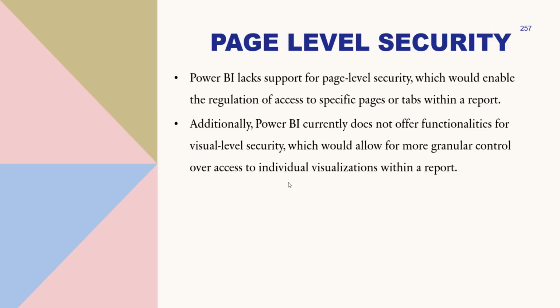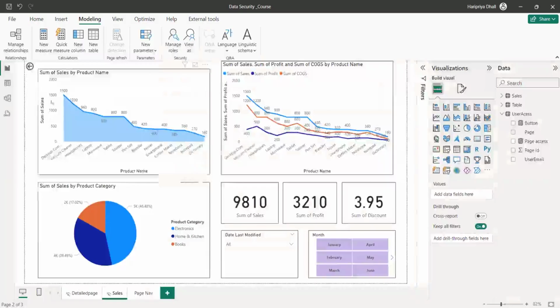So now let's see how we can set this page level security in our Power BI. For this, we will navigate to Power BI Desktop first. You can see here I have three pages: one is the detail page, next is the sales page, and this one is the page navigation page. These two pages I want to hide from the user, so that the particular user will see only the sales page.